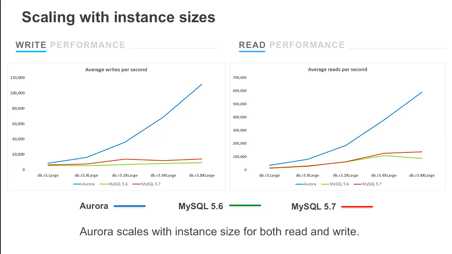So finally, in terms of performance, as a net result of doing all of this work, we have read and write throughput that scales with instance sizes. And so you can go up to over 100,000 writes a second on an R3.8xlarge in Aurora, and over 625,000 reads a second on that same R3.8xlarge.